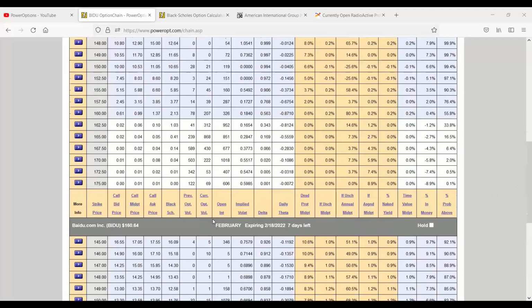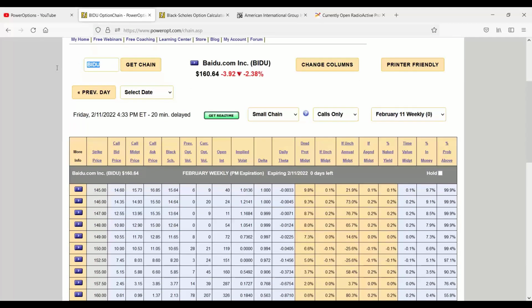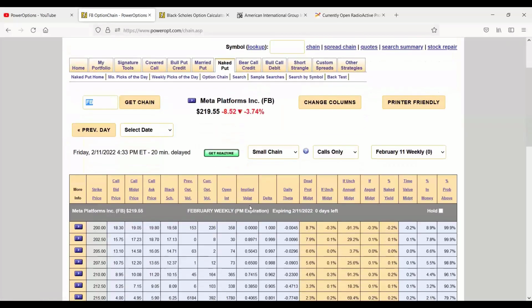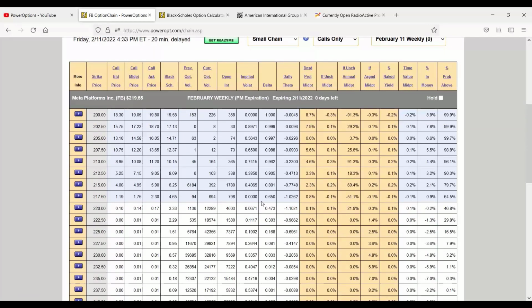Now, let's take a look at Facebook while we're here real quick. Baidu, we know, has earnings coming up next week, so we know what we're looking for in that scenario. And let's just take Facebook. I know it's still probably pretty high volatility. Yeah, it's pretty high. That's fine. Let's go to next week.